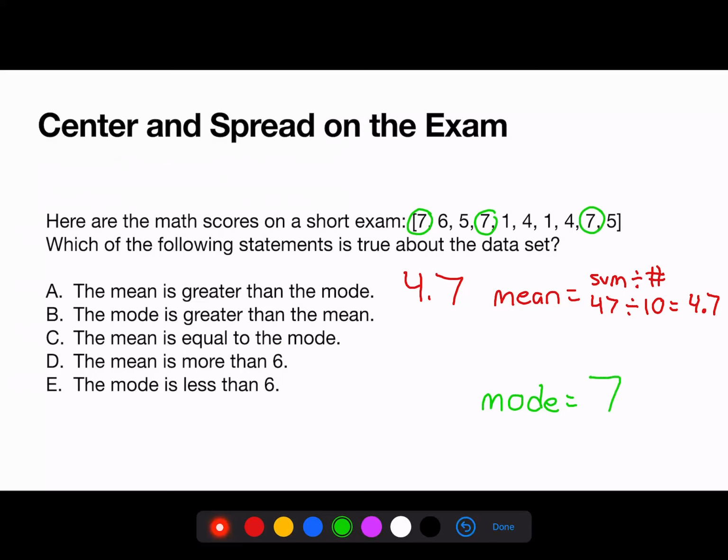Let's look at our answer choices. D and E are clearly wrong. The mode is not less than 6, and the mean is not more than 6. C is incorrect because 4.7 is not equal to 7. Choice B is correct because 7 is greater than 4.7. The mode is greater than the mean.